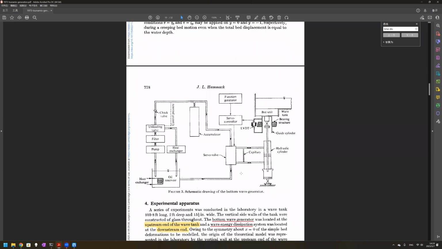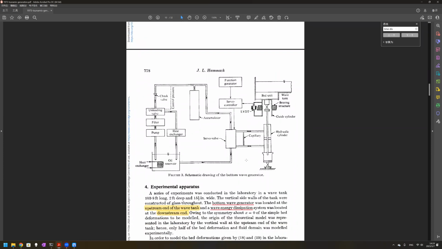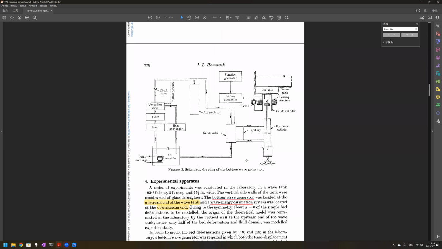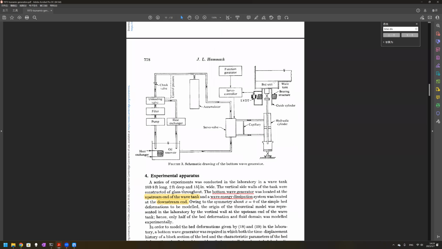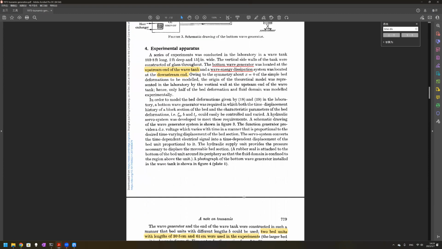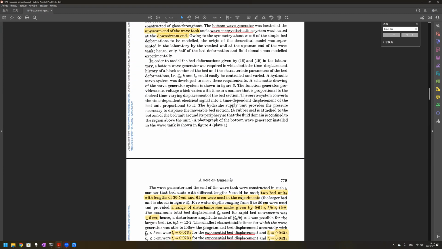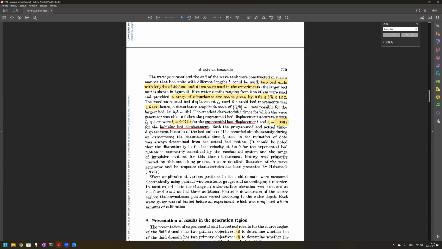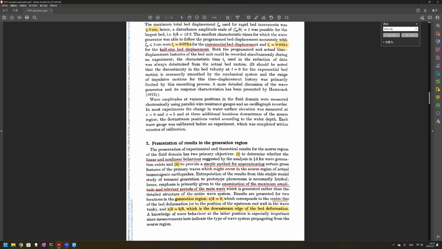Then after this theory, we arrive at an experiment designed by the author, where this part resembles the bed deformation using a bottom wave generator. To dissipate the energy, we have the downstream end, which is not shown here. We have a wave energy dissipation system, just to study how good this linear theory is, and using the non-dimensionalization, how the criteria are followed.